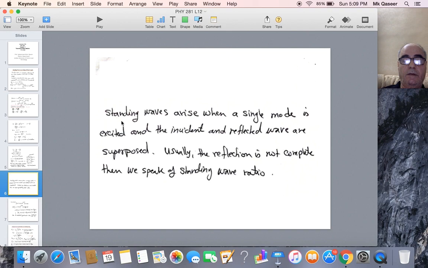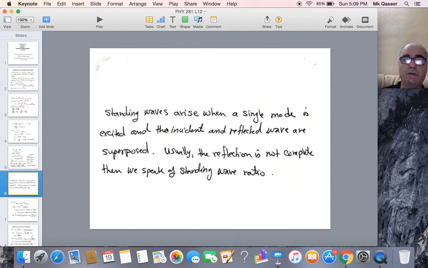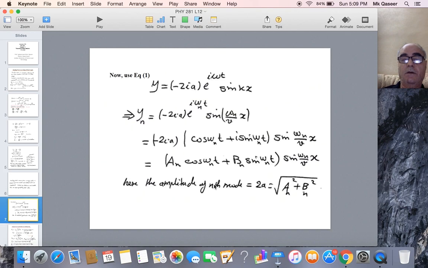Now if we estimate the incident energy and the reflected energy, the net energy is 0. That's why the flux of energy is 0 in this case, and that's why we call it standing waves. Therefore, standing waves arise when a single mode is excited and the incident and reflected waves are superposed. Usually the reflection is not complete, and then we speak of a standing wave ratio.